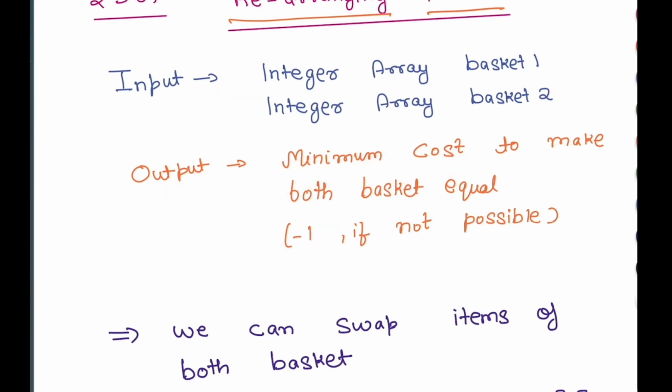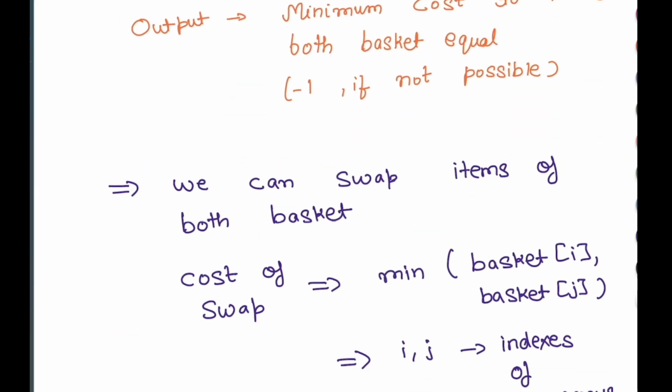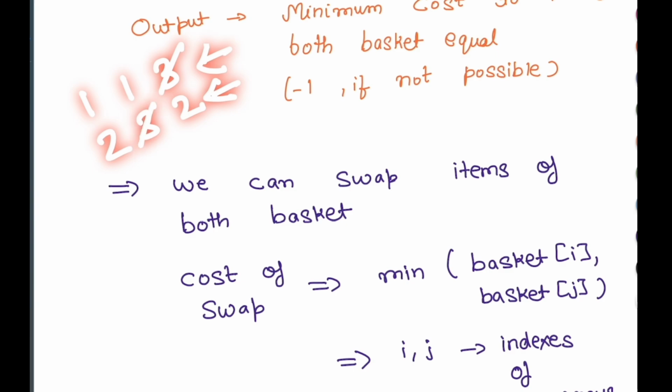But if you can make them equal, then the only way is we can swap the items of both the baskets. So let us say the first basket is 1 1 3 and the second basket is 2 3 2. Right now they are not equal, right? The basket 1 has a 3, the basket 2 has a 3. Both are fine. But the basket 1 has a 1 and another 1. The basket 2 has a 2 and another 2, right? Basically, 1, 2, 3, all these are costs of different fruits.